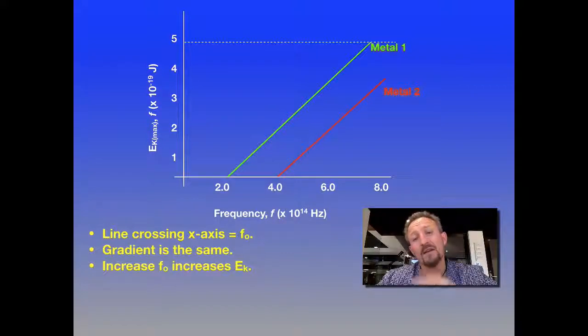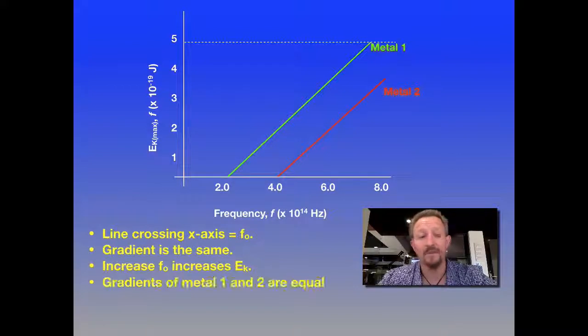Now, if I know that, then I can work out what the speed of the electron is if I know its mass, and I'll just use EK equals a half mv squared and rearrange it to find v. As I stated, the gradients of metal 1 and 2 are equal, so as a result, Planck's constant obeys the laws for every single metal.